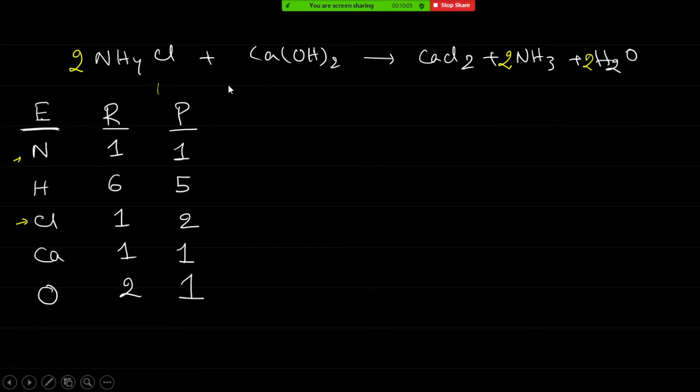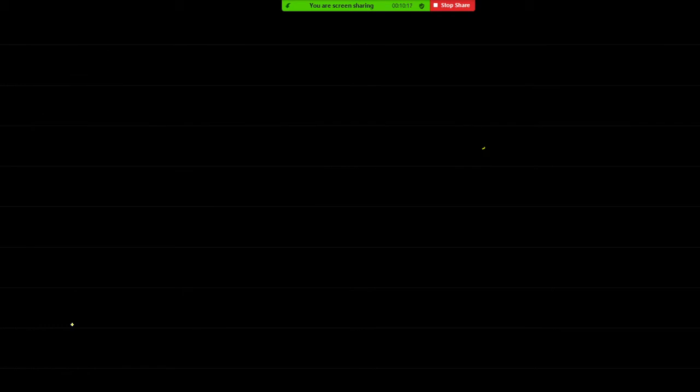Now the same for the equation of potassium dichromate with hydrochloric acid, HCl. This equation you can practice at home. You can practice this equation that is given in the textbook.